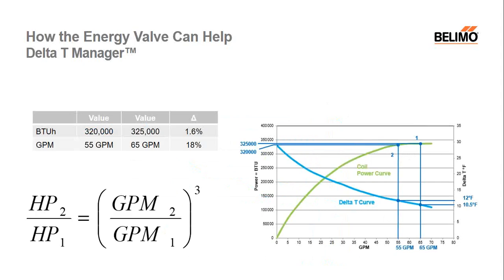Well, we know that in order to calculate our overall horsepower, we need to cube our GPMs, and then we find out that it cost us an additional 65% in pump horsepower to get less than a 2% increase in BTUs. So 65% in pump horsepower, or 65% in additional dollars. So you can see those additional BTUs that we get at the top end of the curve, and we know that coils are typically very inefficient at higher flows, come at a pretty significant cost.